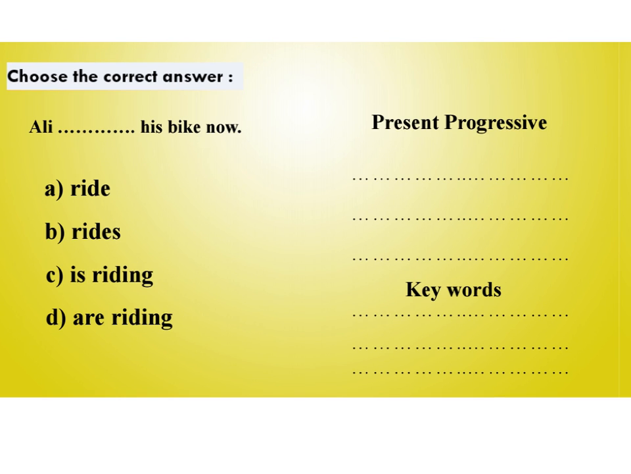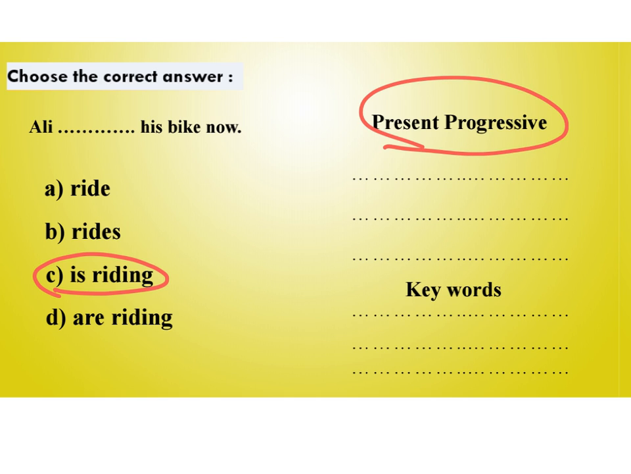Yes, I have heard all of you have chosen C, is riding. But why? Why have you chosen is riding? Yes, because it's present progressive. And how do you know that the sentence is in the present progressive? Excellent. We have a keyword or a time expression. Now, what other keywords do we use to refer to the present progressive tense?